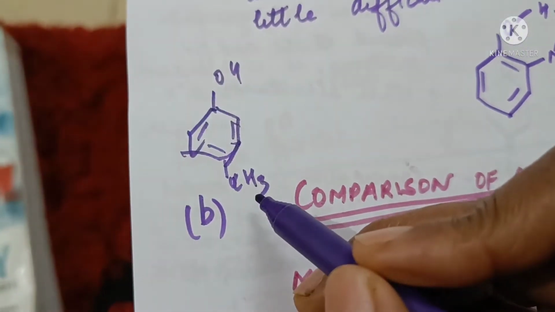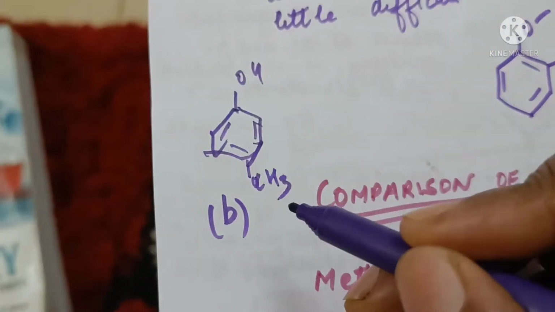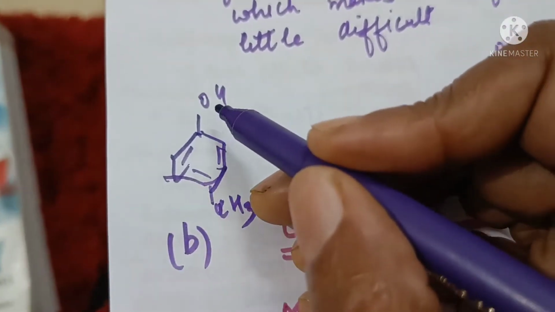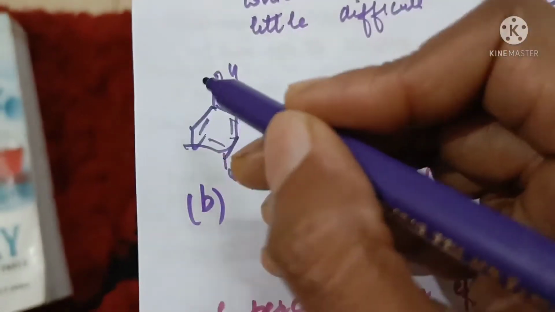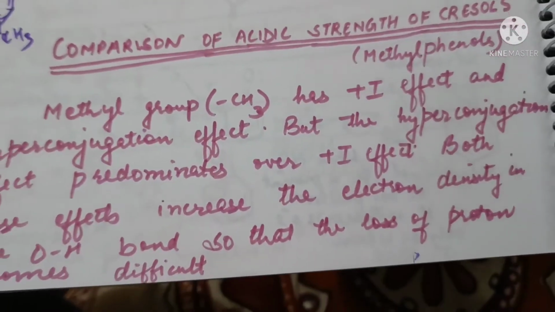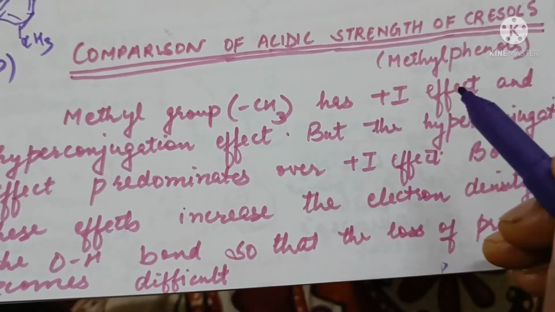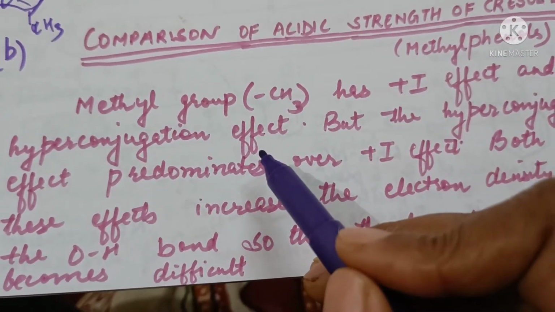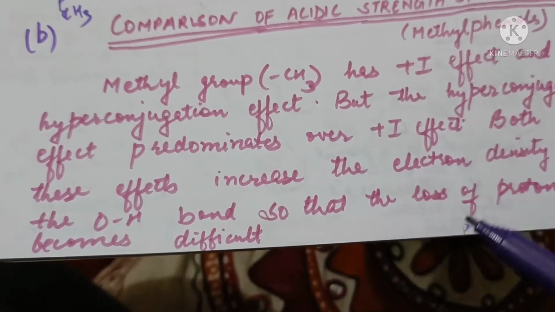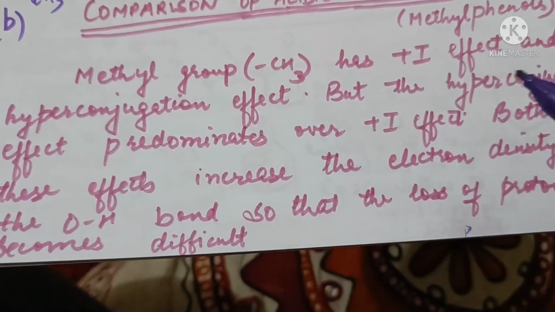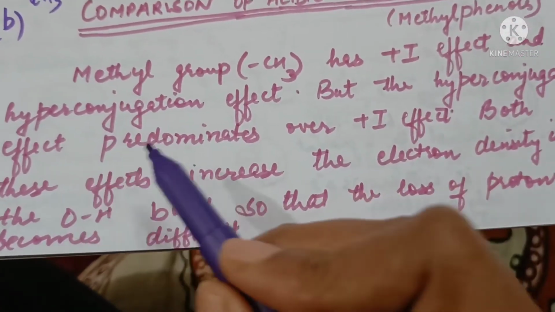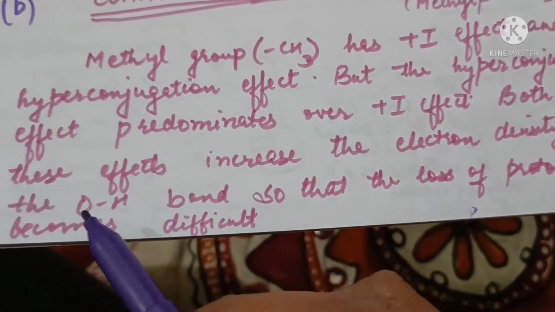Now, the methyl group, being electron releasing in nature, will intensify the negative charge on the oxygen atom, thereby decreasing the tendency of oxygen to withdraw electrons of the OH bond towards itself. So acidic character is weakened. Methyl group will have plus I effect as well as hyperconjugation effect. Both these effects tend to intensify the negative charge on the ring and the oxygen of the OH bond, thereby decreasing the acidic character. But the hyperconjugation effect predominates over the plus I effect.